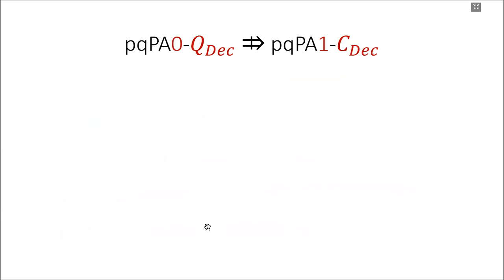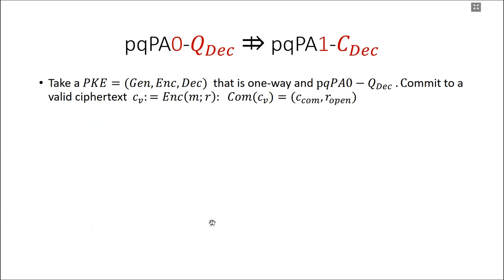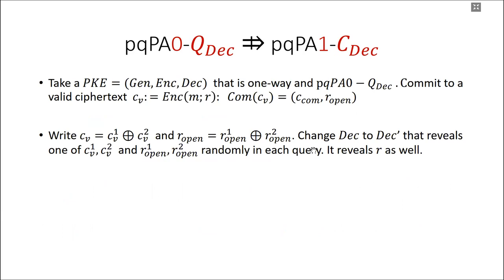In order to show that PQPA0 QDEC doesn't imply PQPA1 CDEC, we take a public key encryption scheme that is one-way and PA0 QDEC. And we commit to a valid ciphertext CV. Later, we write this CV as an XOR of two randomly chosen parts, C sub V1 and C sub V2. And we do the same for R open. Then we change the decryption oracle to a new decryption oracle that reveals one of these shares randomly in each query. Also, it reveals R as well.